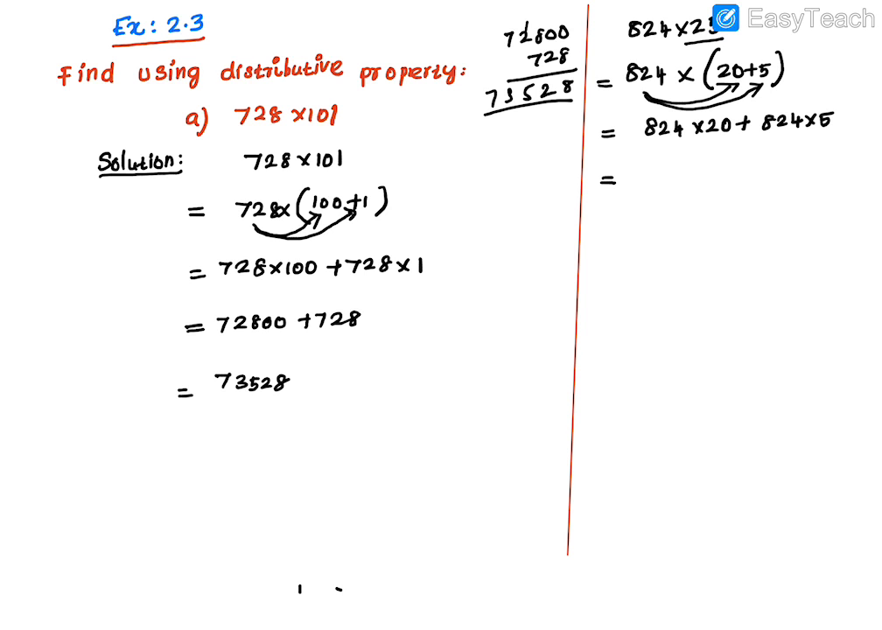So 824 into 20, we will get the answer 16,480, plus 824 into 5 means 4,120. So what is the answer if you add these two values? 20,000 something will come: 20,600. So 20,600 is the exact answer, students. And the next problem is, I think most of them will finish.